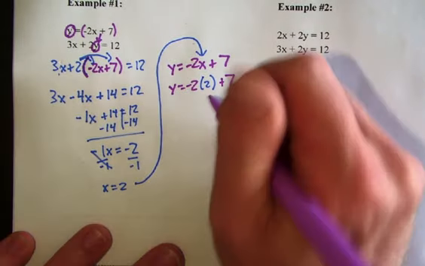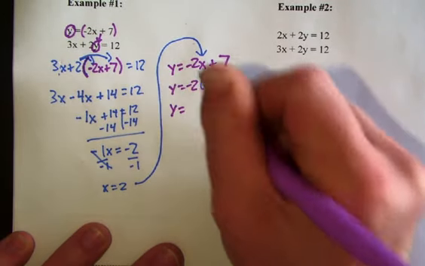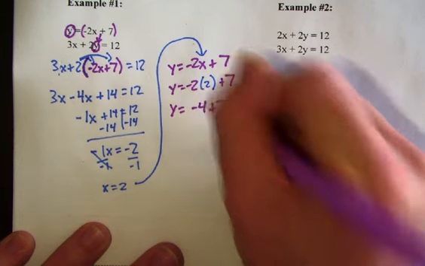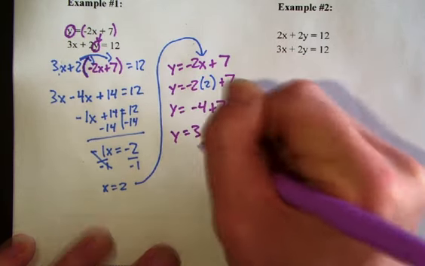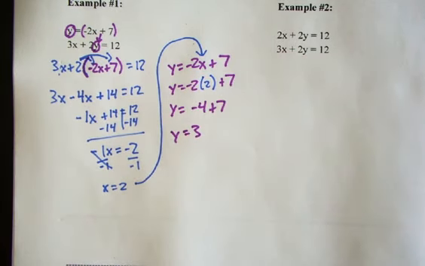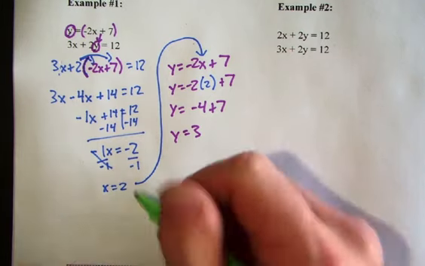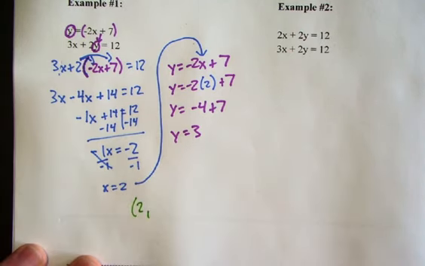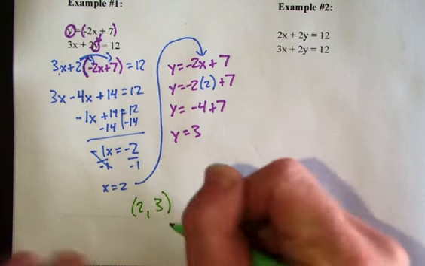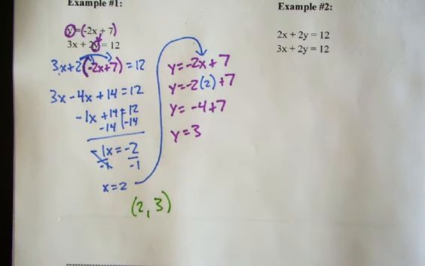Okay, so let's solve that. y equals negative 2 times 2 is negative 4 plus 7. y equals 3. Well, guess what? Now we have a solution. Our solution is going to be x equals 2, y equals 3. See how that works?